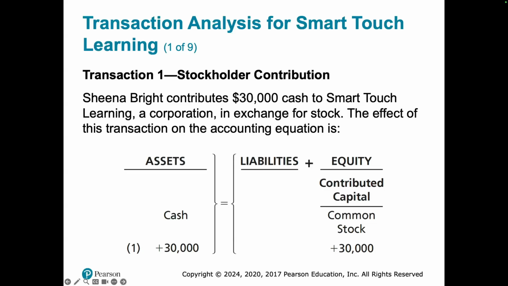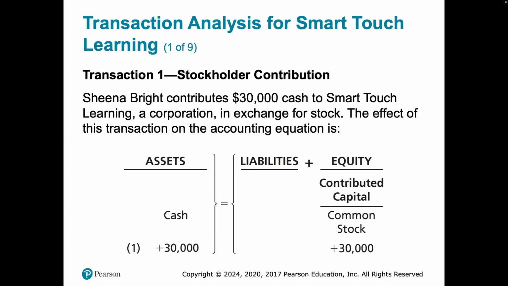So, we're going to go through these transactions and we're going to see how they affect the accounting equation. In transaction number one, stockholder contribution, Sharina Bright contributes $30,000 cash to Smart Touch Learning, a corporation, in exchange for stock. The effect of this transaction on the accounting equation is, so what happens when we look at this? Well, assets change, right? Assets have gone up by $30,000. The corporation now has $30,000 cash.